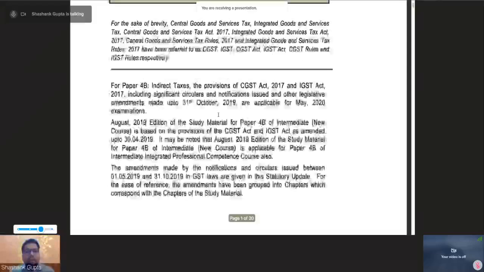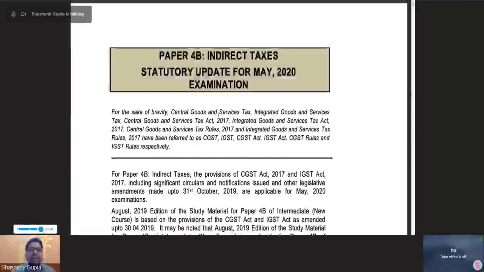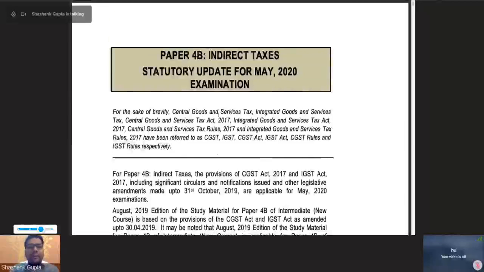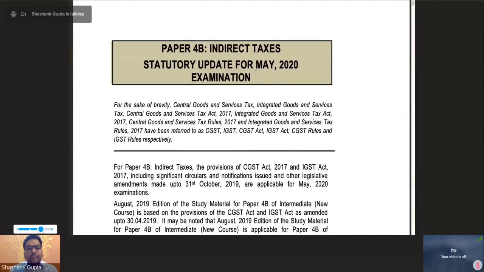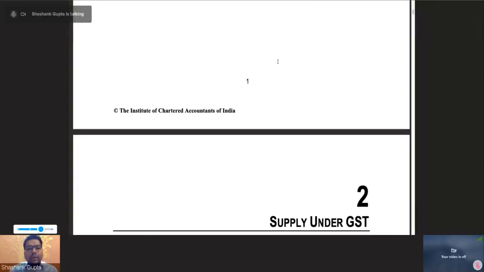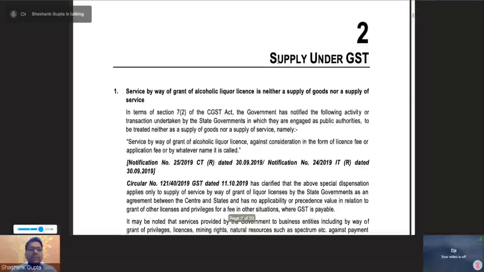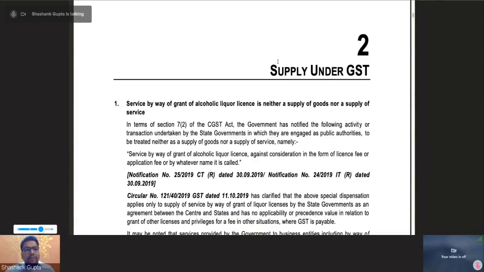Okay, clear. Great. So now we are discussing the statutory update or the recent amendments relevant for May 2020. Of course, the exams have now been postponed, so don't worry about that. These amendments have been listed chapter wise. Here, we will also discuss all the recent amendments, 100% coverage, and some practical questions also we will do here. Okay, so let us start.